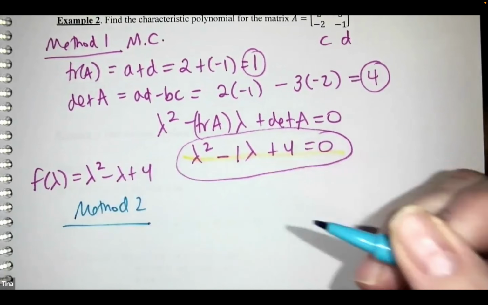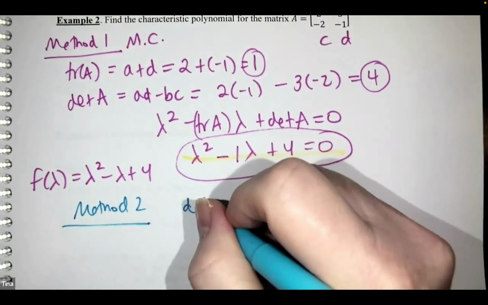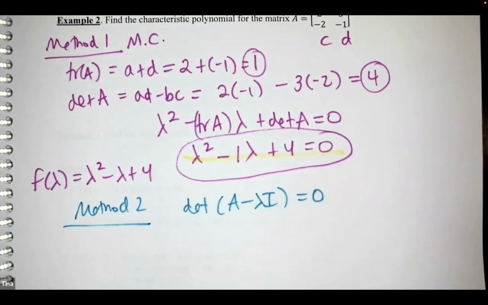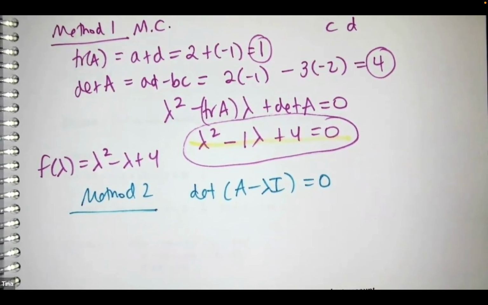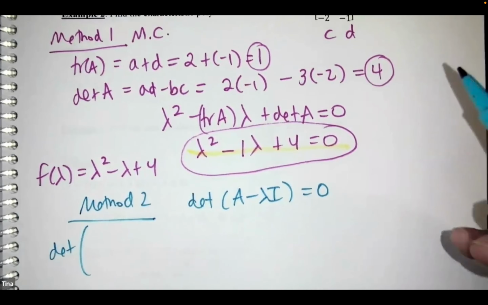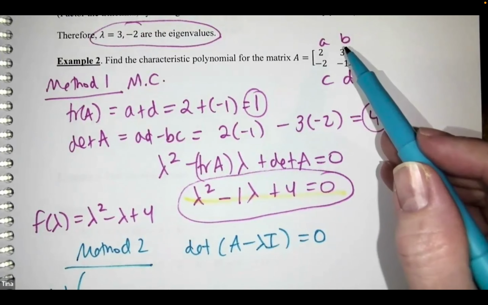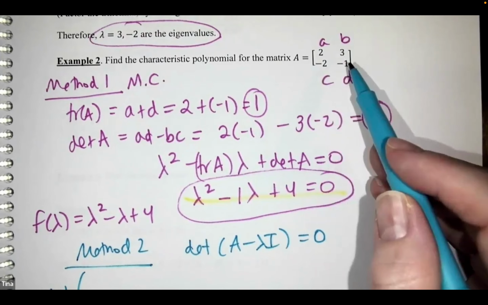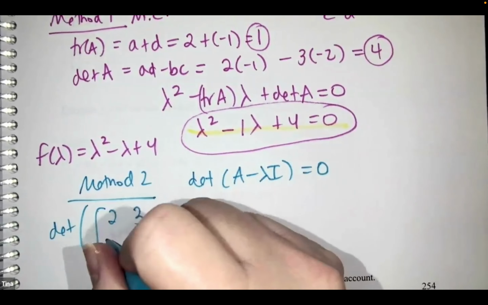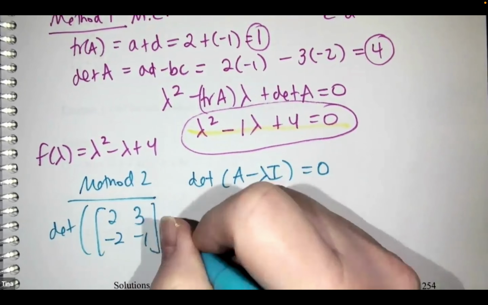Okay, so method 2 for the long answer, or if you don't like the trace method, would be det of A minus lambda I is equal to 0. So we take our matrix A, which is up here, 2, 3, negative 2, negative 1.